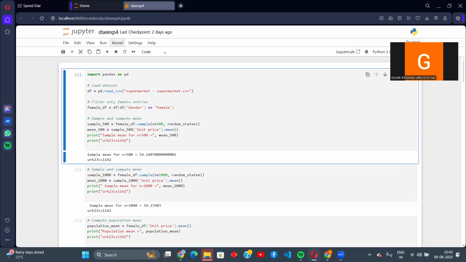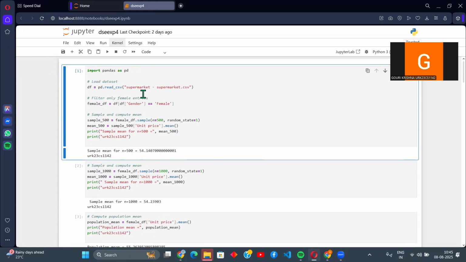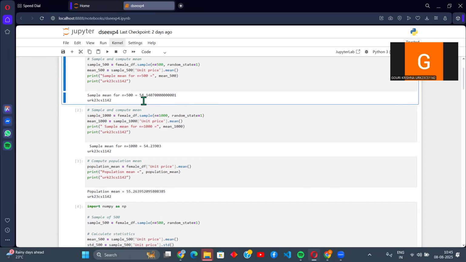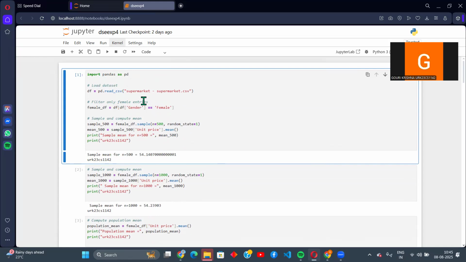So today we will see the fourth experiment in the data science ecosystem lab, which is statistical inference. There are basically 10 questions in this. The first question is filtering the female entries and sampling mean for n equal to 500.